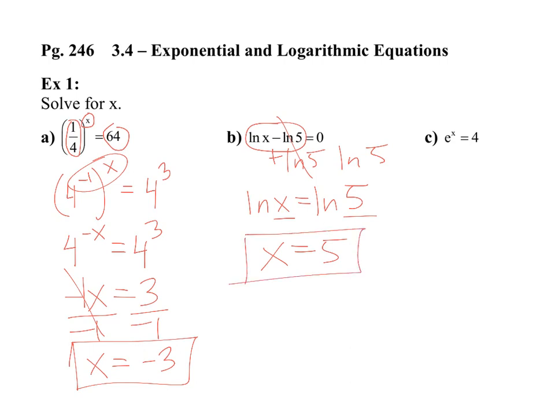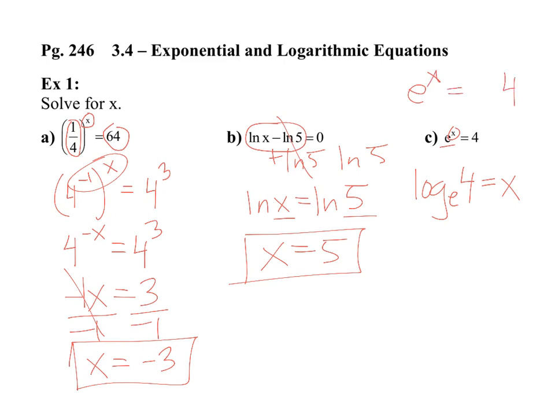e to the x equals 4. I have this exponent here. How do you get it down? All right, well, I'm just going to convert this exponential equation into a logarithmic equation. So it's going to be log, whatever the base of the exponent is, that's what the base of your log is. And it's going to be log of 4, and that's equal to x. All right, here's another way to look at it.